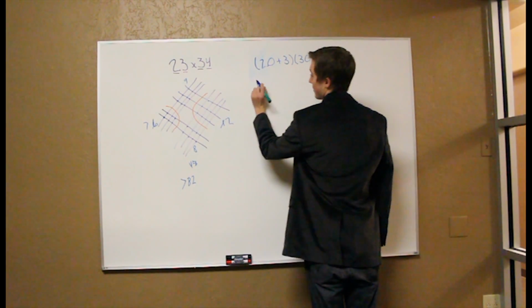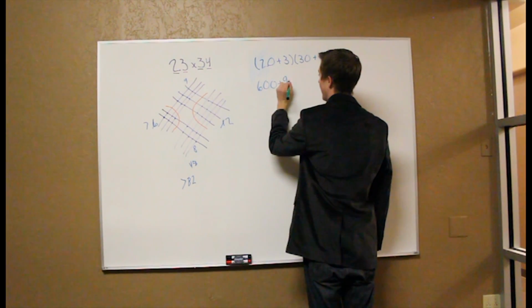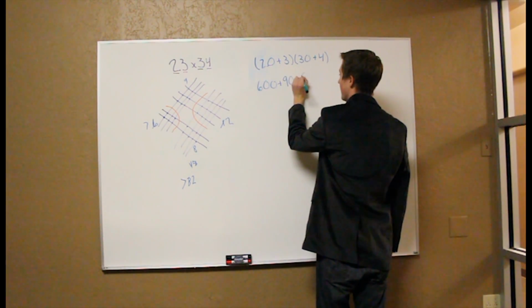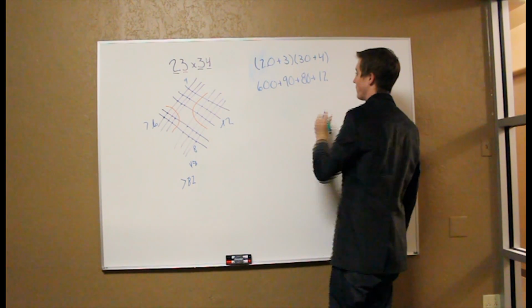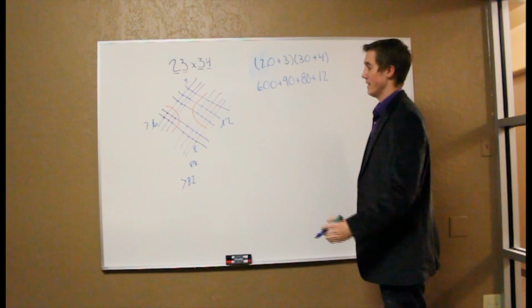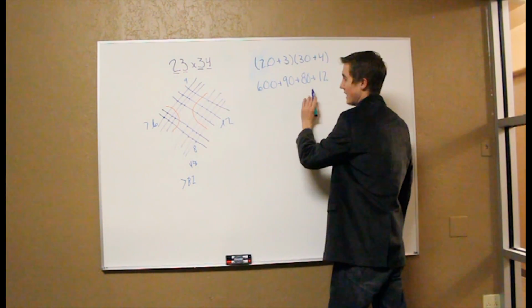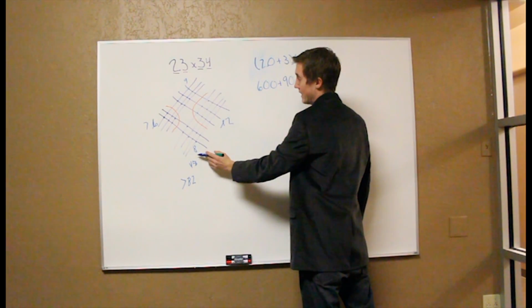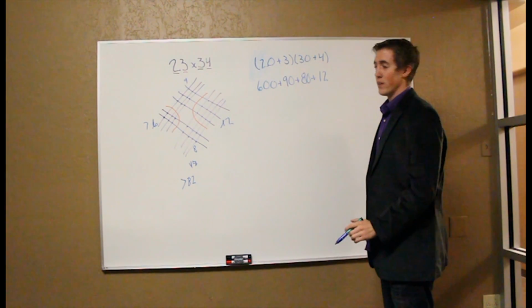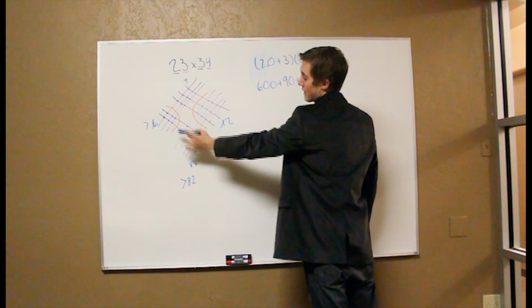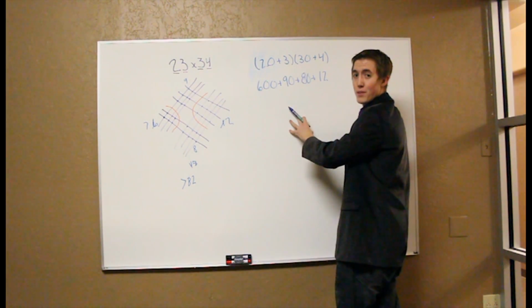We multiply 20 times 30 and get 600. 3 times 30 and get 90. 20 times 4 and get 80. And 3 times 4 and get 12. Now you might be looking at this and saying, this 600 corresponds with this 6 in the hundreds place. This 80 and 90 correspond with this 9 and 8 in the tens place. And this 12 corresponds with this 12 in the ones place. That's because these points of intersection correspond directly to these product components that make up the problem as a whole.